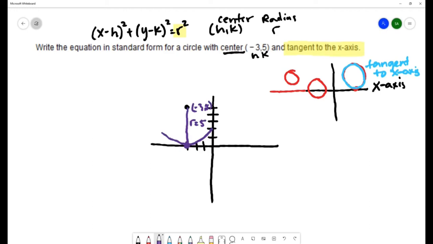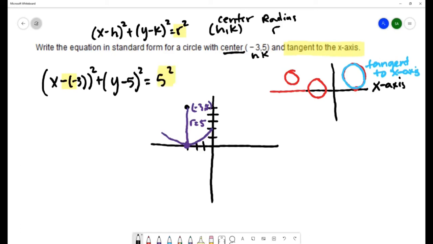So we now know the radius of the circle is 5, and we can fill in h, k, and r into the standard form of the circle. So we have x minus -3 squared plus y minus 5 squared equals 5 squared. I'll simplify this double negative and simplify the squared, and that gives x plus 3 squared plus y minus 5 squared equals 25.